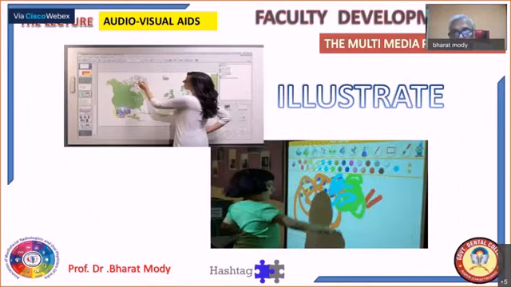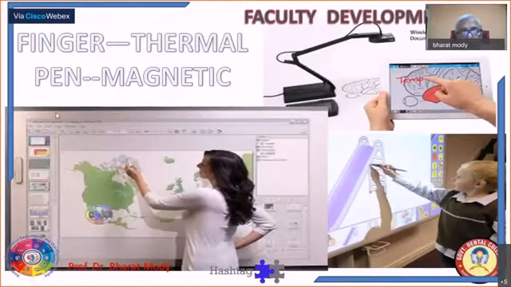It doesn't get lost. There are two types of whiteboards, thermal as well as magnetic. Magnetic comes with a pen. In thermal, you can draw even with your finger. And if you have an epidiascope, you can project an image on the whiteboard and you can draw on it with your finger or the pen, which is a great advantage.